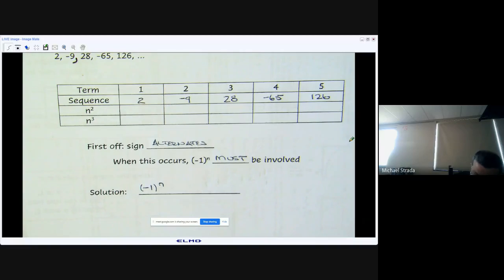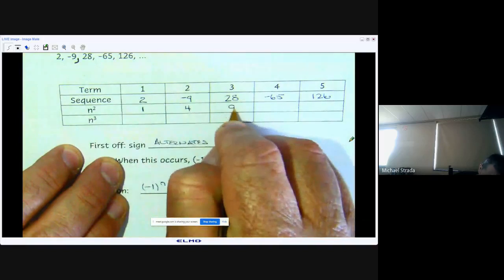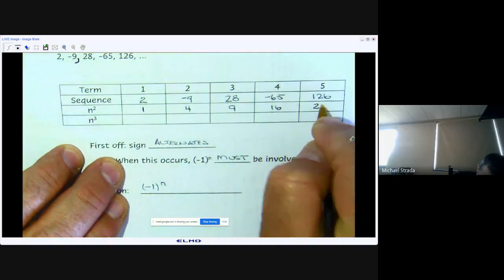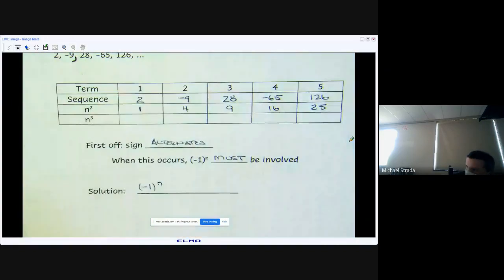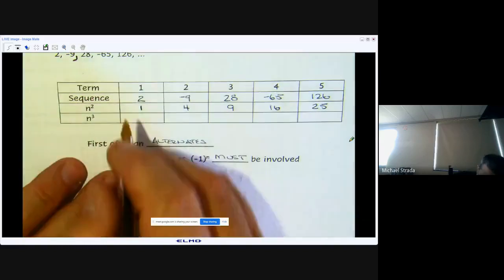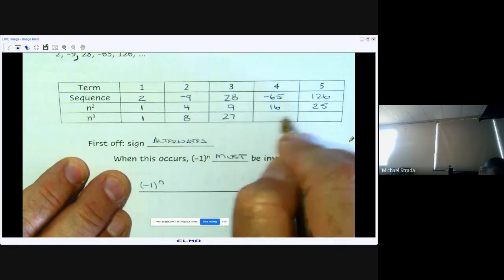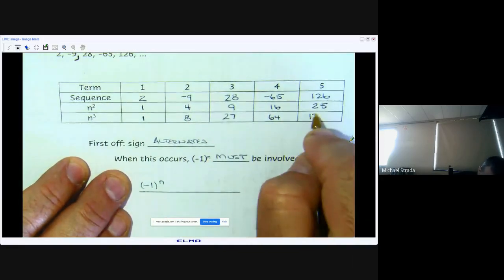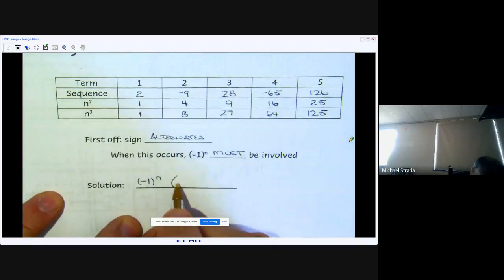All right. Now, n squared, 1, 4, 9, 16, 25. Is there any recognizable patterns between the n squared and the sequence? No, so perhaps I try n cubed. 1, 8, 27, 64, 125. Ignoring the positives and negatives, is there a definite relationship between the sequence and n cubed? Yes, it's how much more each time? 1. So that's going to be n cubed plus 1.